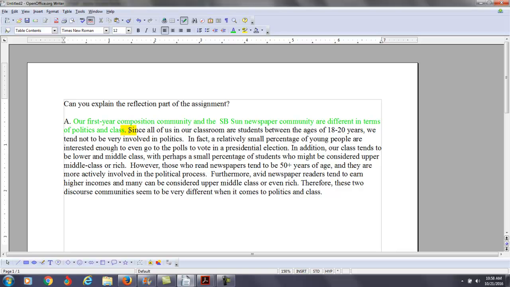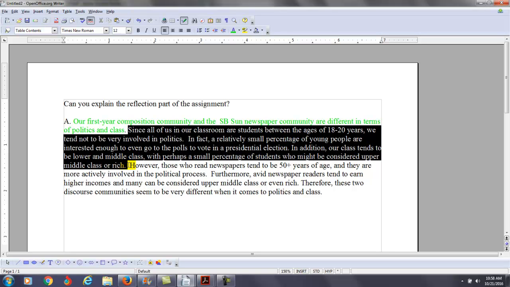You see that? So now it says, since all of us in our classroom are students between the ages of 18 and 20 years, we tend not to be very involved in politics. In fact, a relatively small percentage of young people are interested enough to even go to the polls to vote in a presidential election. In addition, our class tends to be lower middle class, with perhaps a small percentage of students who might be considered upper middle class or rich.